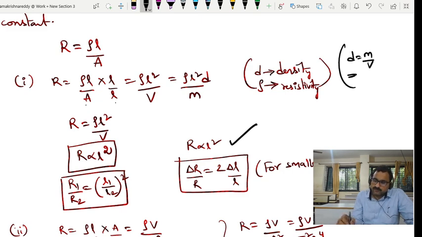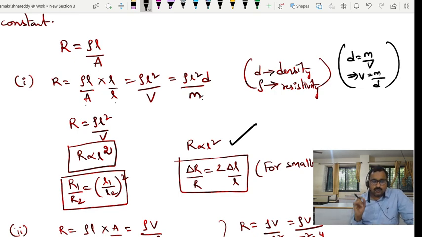Therefore volume is equal to what we can write? Mass by density only. You substitute here. So mass by density will come to the numerator: rho L square by V. But already you know rho L square, and volume means what you can write, mass by density only. So now we got the relation: volume of the wire is constant when wire is stretched.